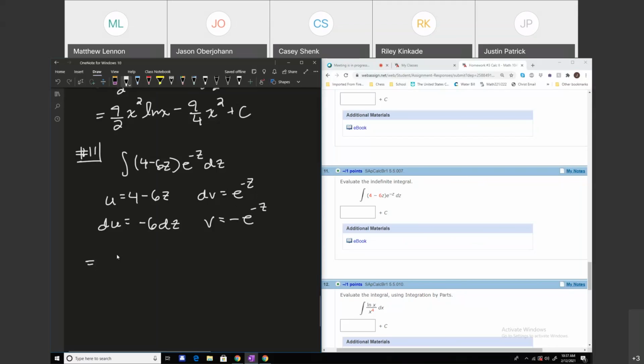So our integral becomes u times v, so we have negative e to the negative z times 4 minus 6z, minus the integral of v du. So we have two negatives there, so those two negatives cancel out, so it just becomes 6e to the minus z dz. So we have minus e to the minus z times the quantity 4 minus 6z. And then the antiderivative here, we just divide by a negative, so that cancels with the negative in front, so it just becomes plus 6e to the minus z plus your constant.